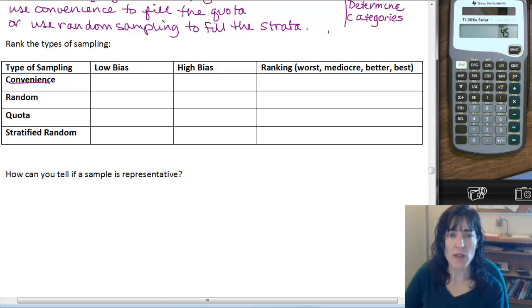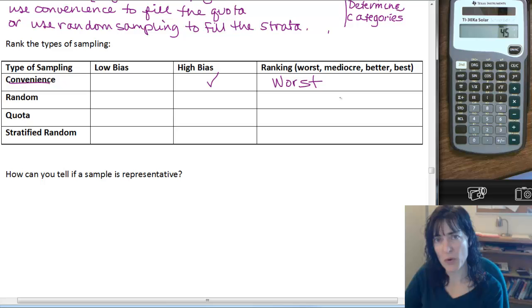So as we know, convenient sample has very high bias, and it is the worst because there's nothing random about who you talk to or who happens to go to a particular site, and not every person has the same opportunity to participate.